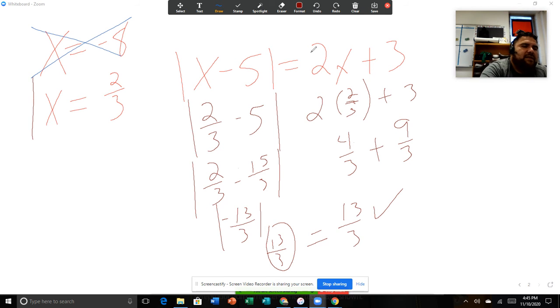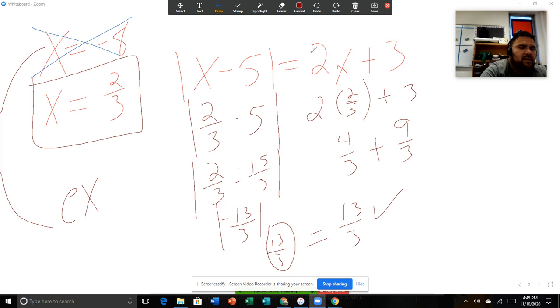Okay, that means x equals 2/3 is my one solution, and x equals -8 is extraneous. And that means that it doesn't solve, right? So that's what it means when you have your extraneous solutions. Okay, always go back and check. Now, sometimes it'll work, and sometimes both of them will be extraneous, and you're basically left with no solution. Okay, but always go back and check once you find the solution.